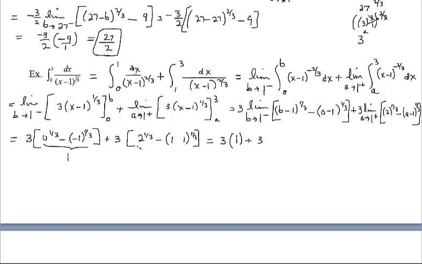plus 3 times, and then let's work on this right here. So that's just the cube root of 2, and this is just 0 to the 1/3, which is just 0. So it looks like my answer is just 3 plus 3 times the cube root of 2, whether you want to factor out the 3 or not. So it looks like that one also converges. You could check it with the calculator by putting the function in and then using the appropriate keystrokes.